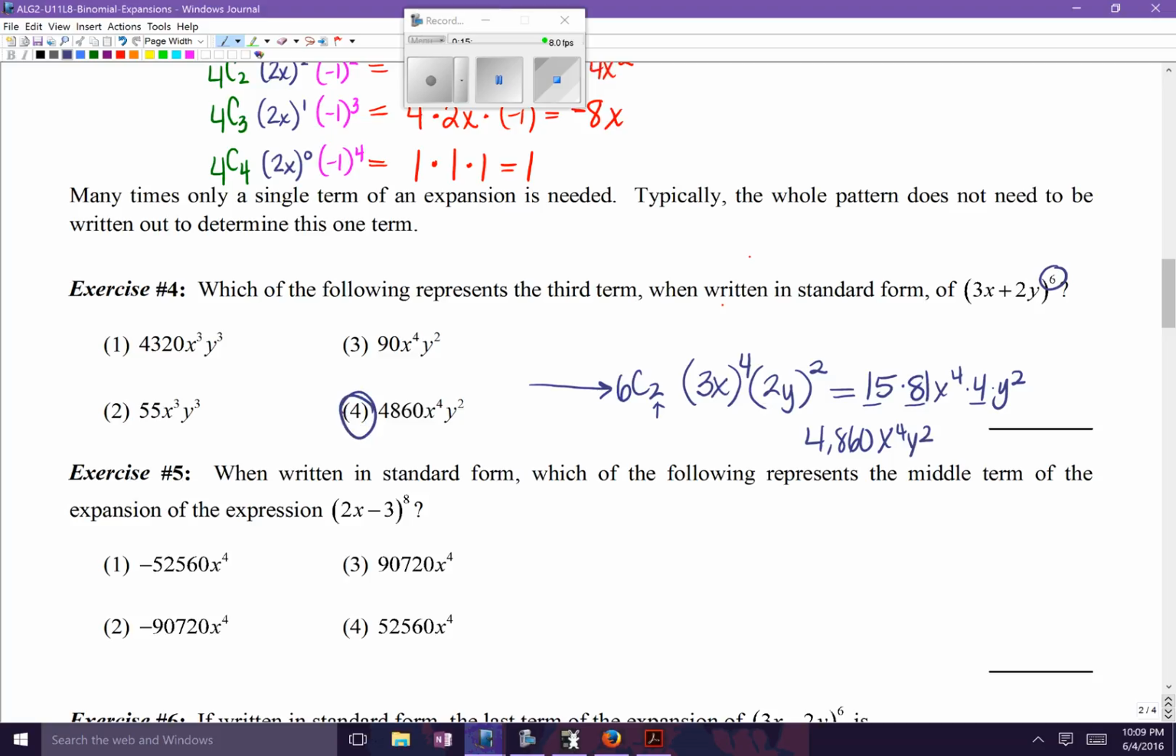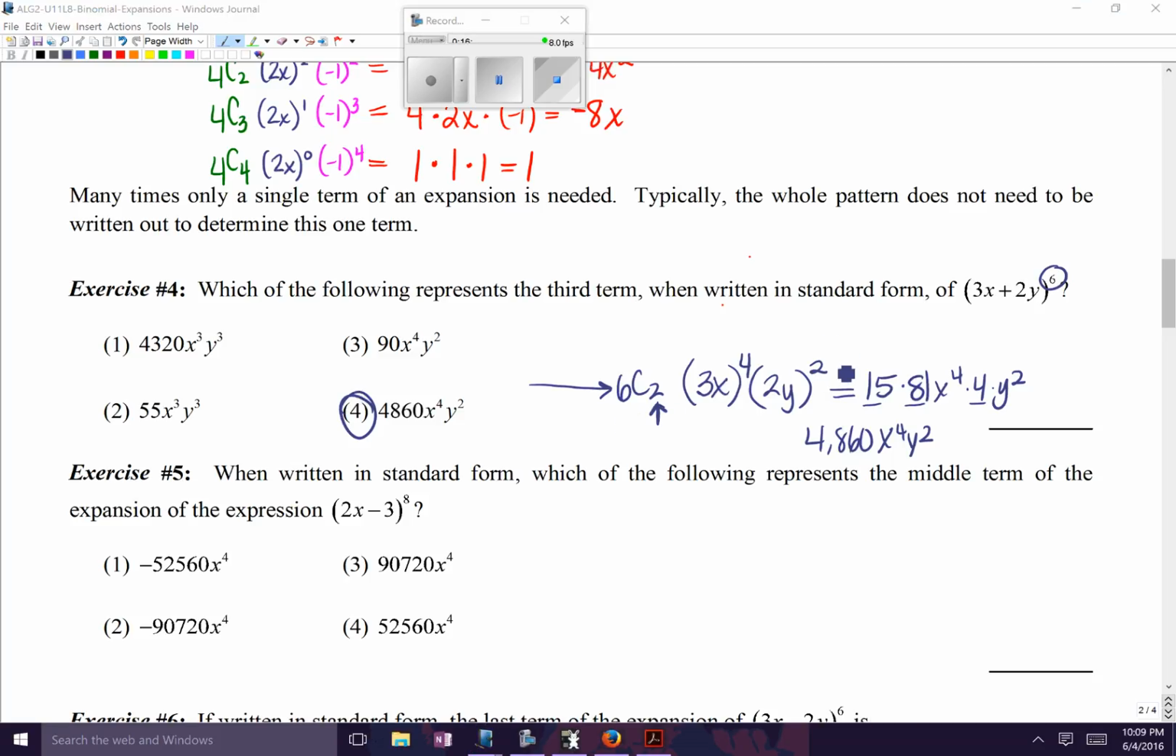So again, this asked me for the third term, so I started out by listing 6 choose 0, 6 choose 1, 6 choose 2. This value right here gives me the value of this exponent, and I know they had to total 6, so 2 plus 4 happens to be 6.